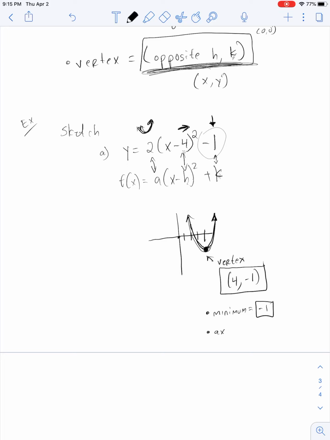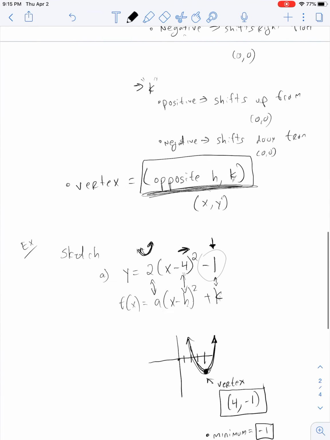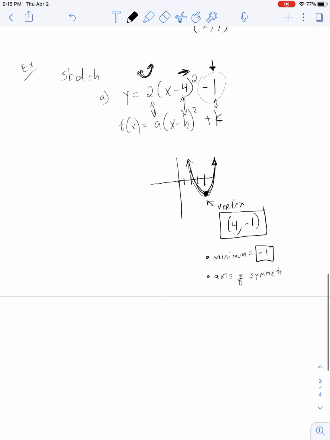You even know your axis of symmetry. Going back again, axis of symmetry is going to be x equals an equation. X equals the x value of the vertex. So it's x equals 4. There we go. So some nice information we were able to get there. Once again, this is just a little sketch.